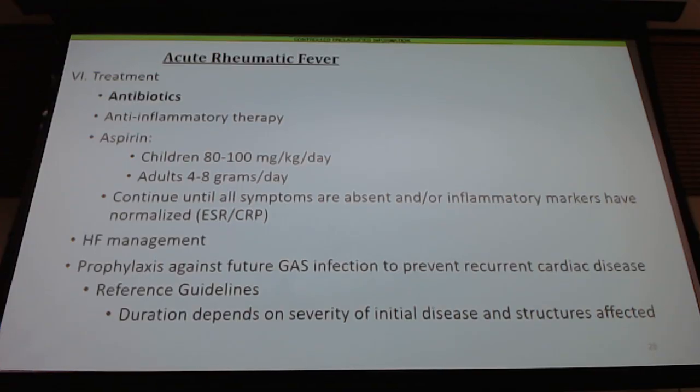So how are you going to treat somebody with acute rheumatic fever? Well, first and foremost, if this is a group A strep-caused infection, let's make sure they don't have any more group A strep circulating around. So let's give them antibiotics that target group A strep to eradicate all that bacteria out of their system.